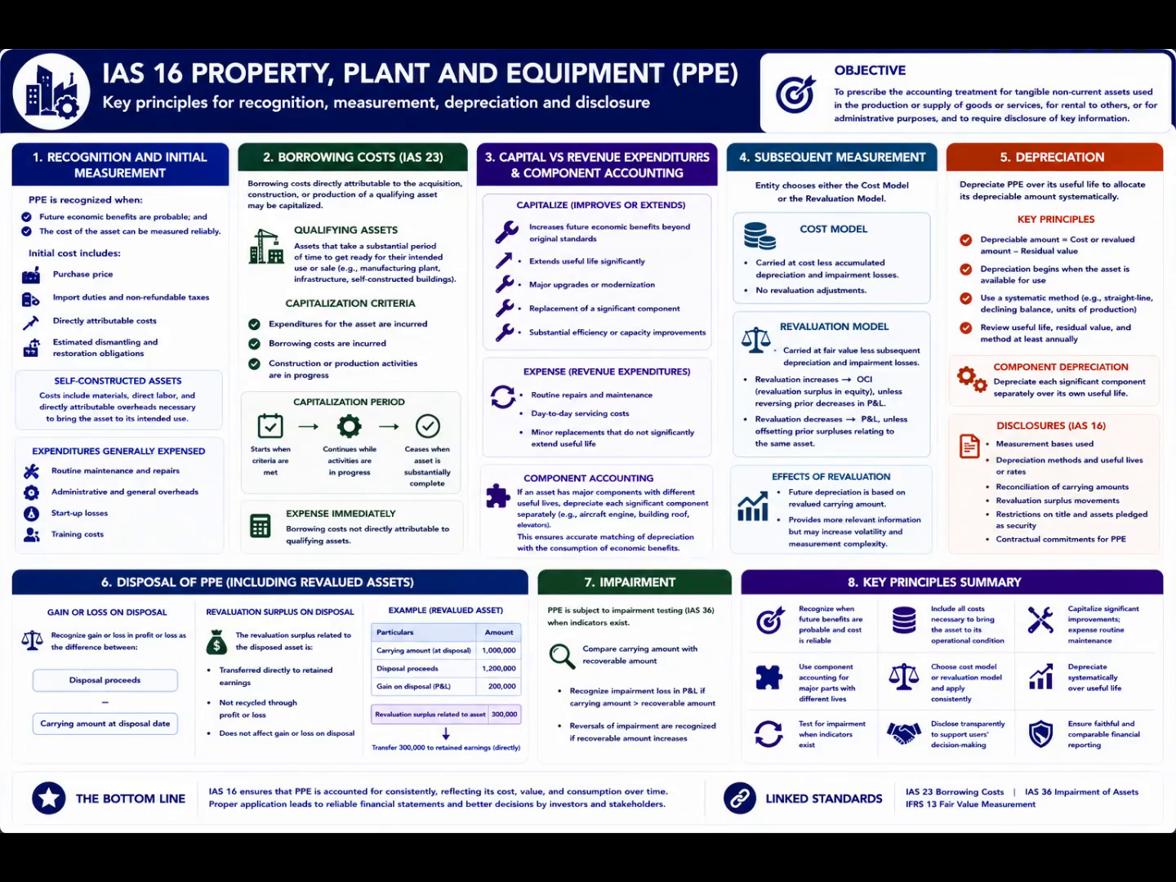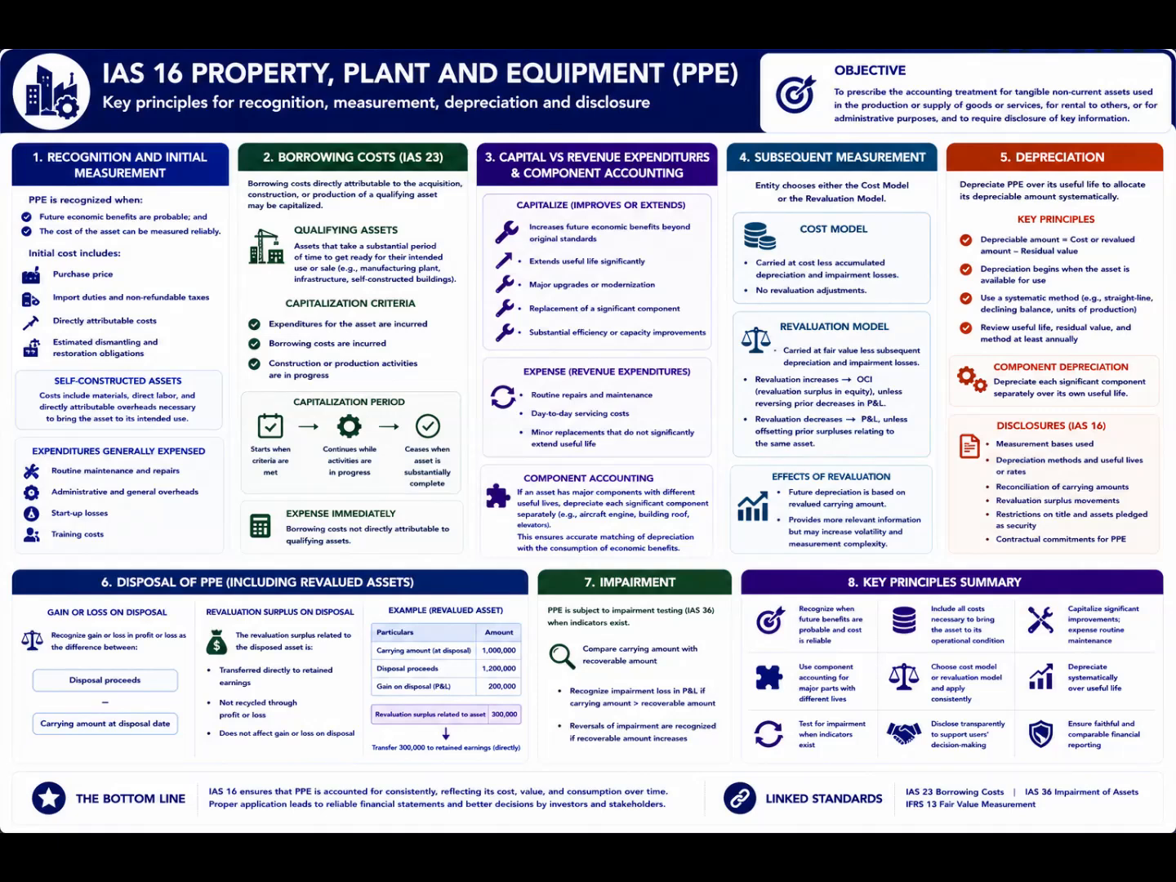IAS 16 Property, Plant and Equipment establishes the accounting principles for recognizing, measuring, depreciating, and disclosing tangible non-current assets used in business operations. Within the DIP-IFR syllabus, this standard is fundamental because property, plant, and equipment, PPE, often represent significant investments that directly affect financial position and profitability.